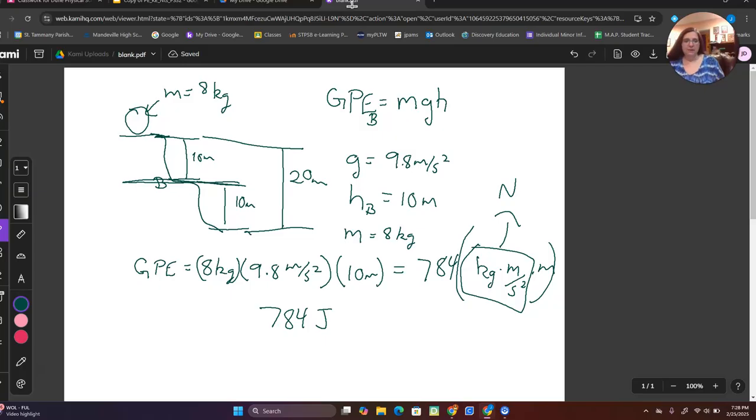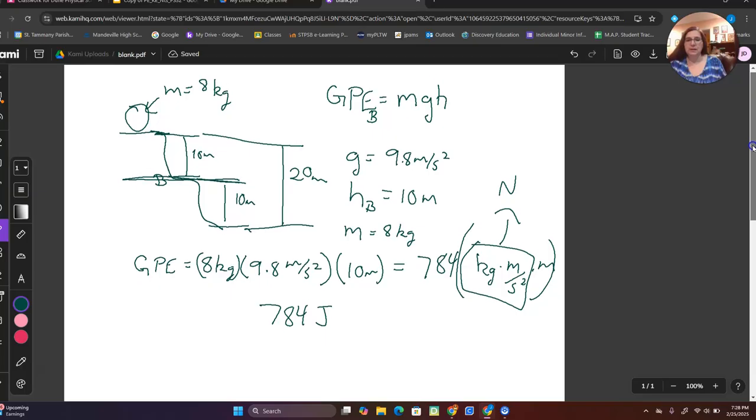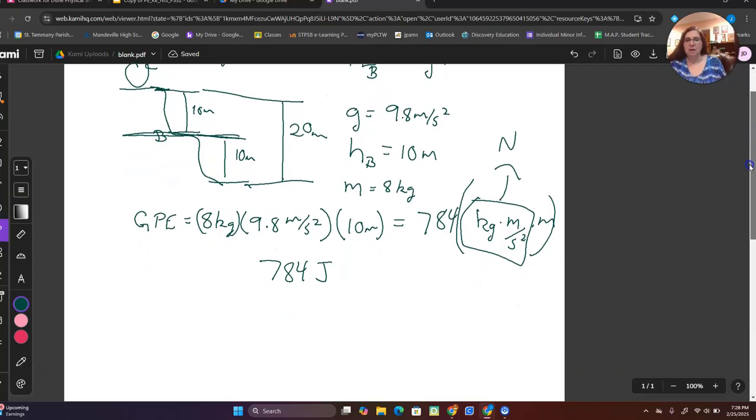But what happens if it doesn't stop at point B? What happens if it moves the entire distance from the top all the way to the bottom of the hill? I'm just going to label this B. In the case that it goes from the top of the hill to the bottom, it hasn't just fallen 10 meters, it's fallen 20 meters. So we need our height to point A. It's not 10 meters anymore, it's 20 meters.